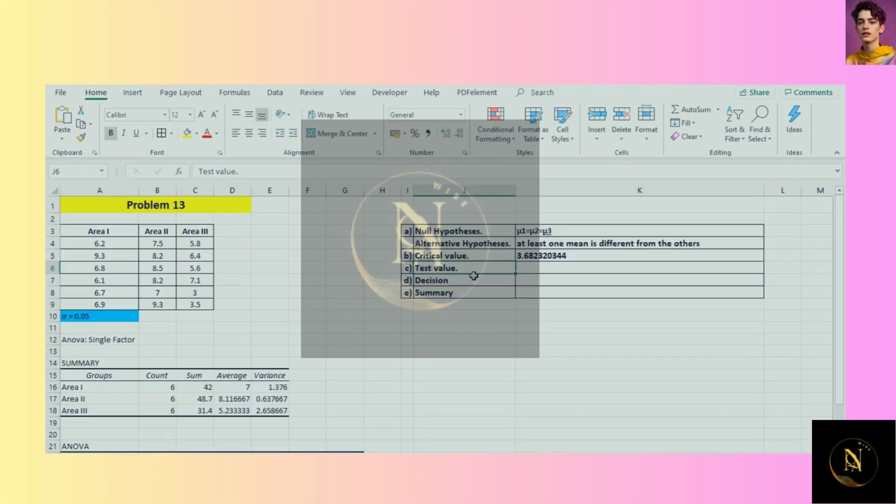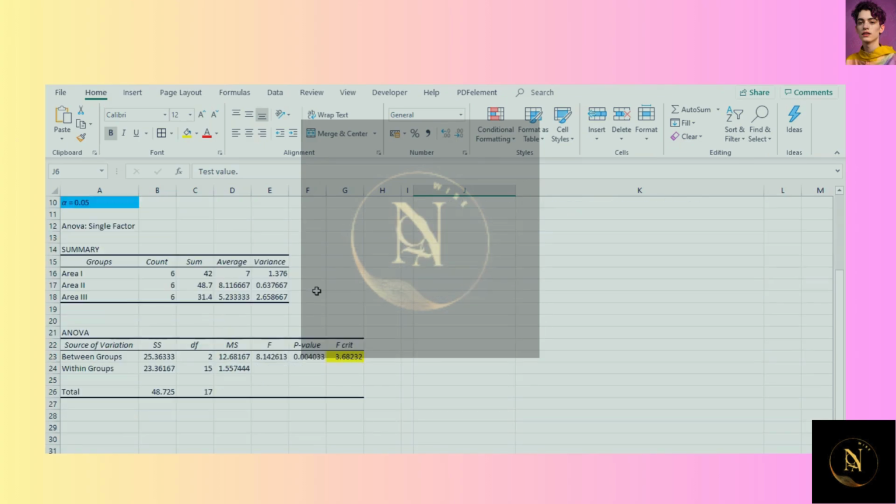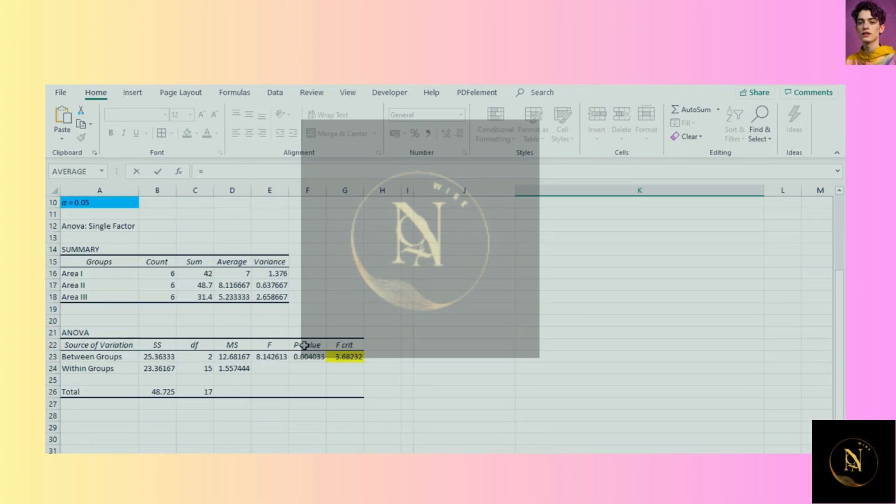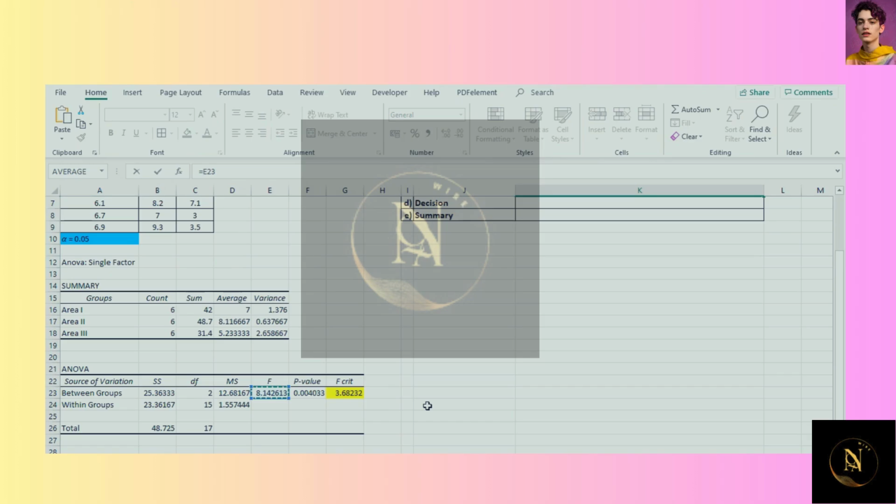Next, we need to get the test value. The test value is the calculated value of F. The calculated value of F is obtained from the mean square for the factor, which is 12.68, divided by the mean square for error, which is 1.56. And you get that the F calculated is equal to 8.1426.